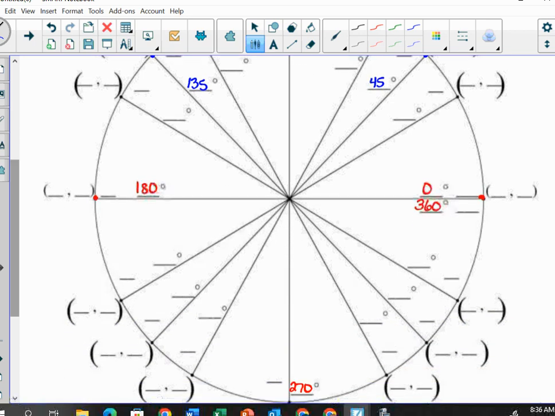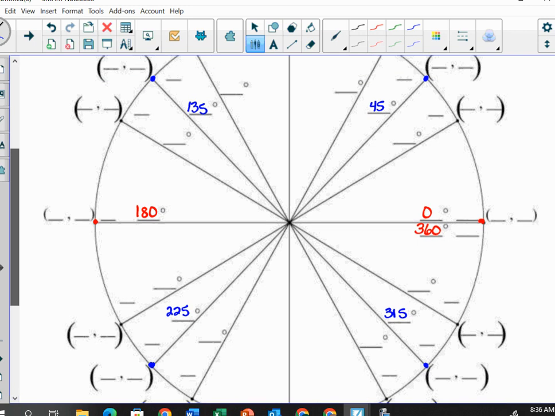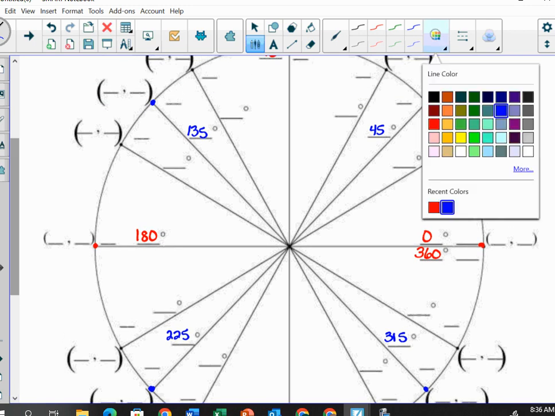225 down here. Again, you can just add 45 to 180. And then what do you think about the fourth quadrant? Yes, 315. All right.